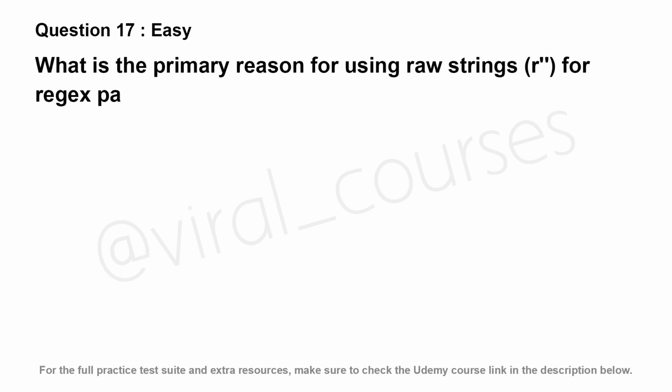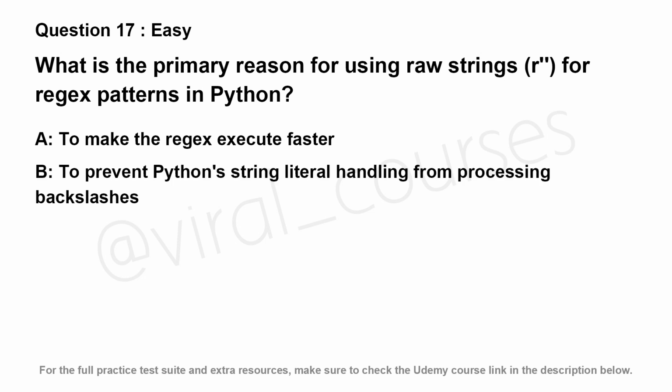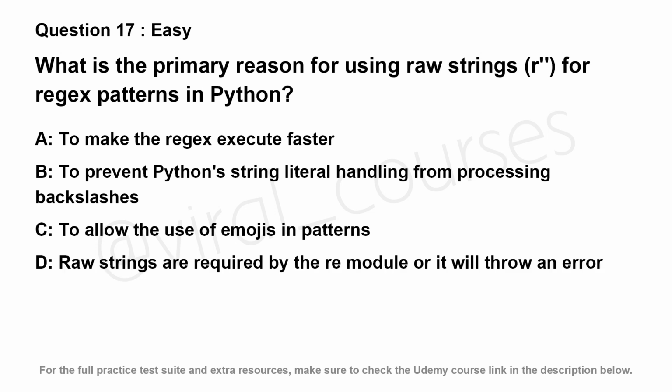What is the primary reason for using raw strings, r, for regex patterns in Python? Option A, to make the regex execute faster. Option B, to prevent Python's string literal handling from processing backslashes. Option C, to allow the use of emojis in patterns. Option D, raw strings are required by the re module or it will throw an error.